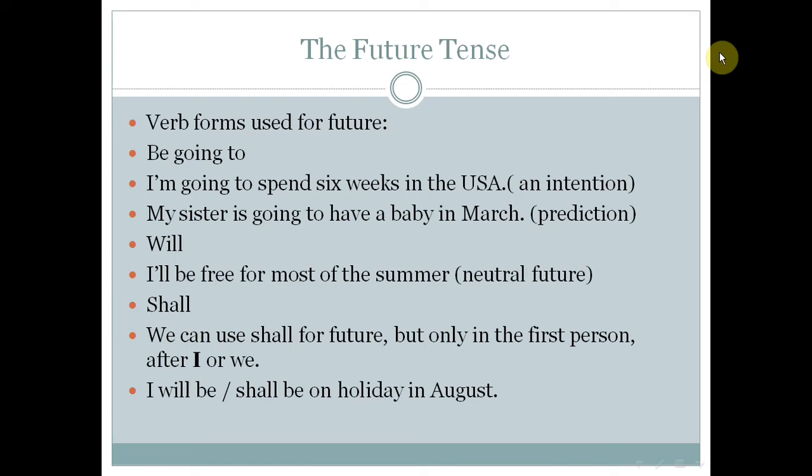Well, it's another way to express future. I'll be free for most of the summer. It's a neutral future. Shall. We can use shall for future, but only in the first person after I and we. I will be or I shall be on holiday in August. But we can't say he shall be, she shall be. No, we can't use it. But will can be used with I and we, first person. Shall can only be used with first person I and we.